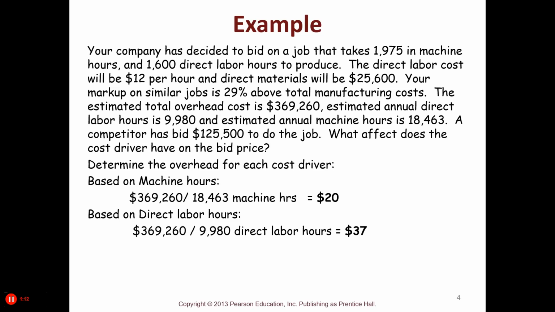A competitor has bid $125,500 to do the same job. What effect does the cost driver have on determining the bid? So the first thing we want to do is determine the manufacturing overhead rate, the applied rate, based on estimated machine hours versus direct labor hours. So machine hours would be $20 and direct labor would be $37.